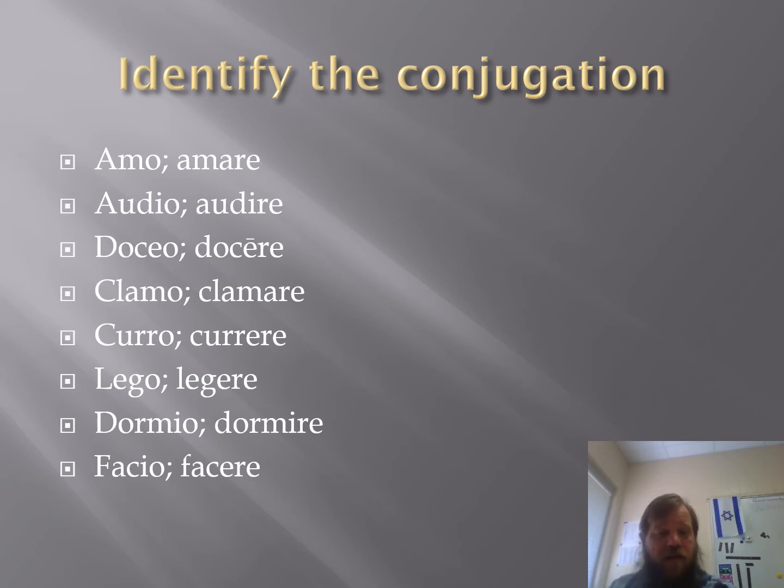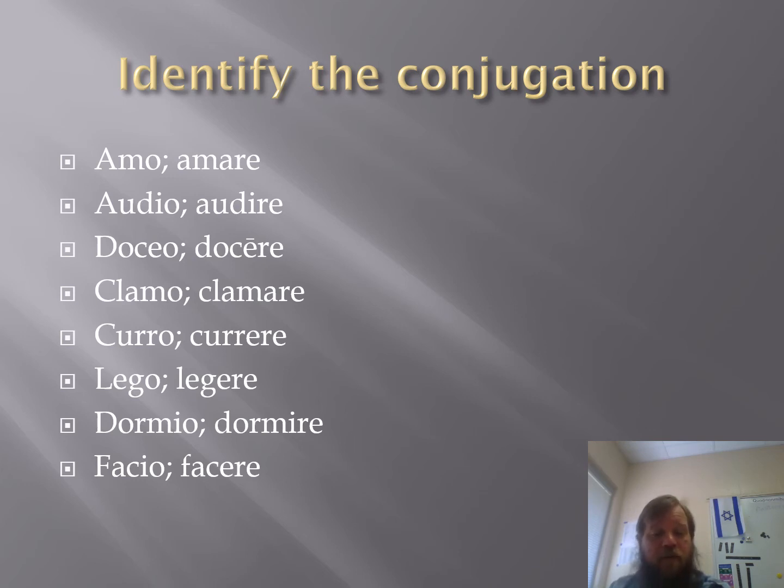Audio, audire. I-O, I-R-E. That's fourth. Dokeo, dokere. E-O, long E-R-E, that's your characteristic for second. Clamo, clamare, there's your O-A-R-E again, like up here, so that's first. Kuro, kurere, you got a short E-R-E, O, short E-R-E is your pattern for third. Lego, legere, again, that's your pattern for third, O, short E-R-E. Dormio, dormire, I-O, I-R-E, that's your pattern for fourth, like here, audio, audire.